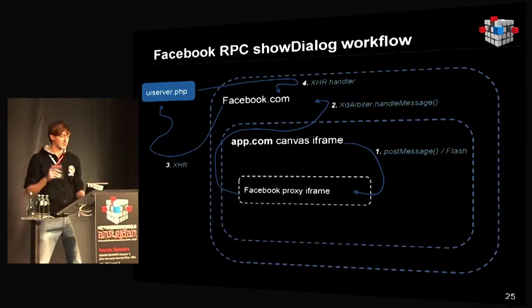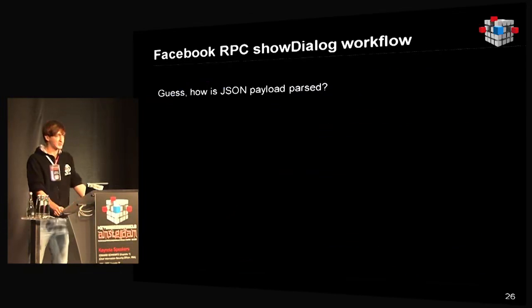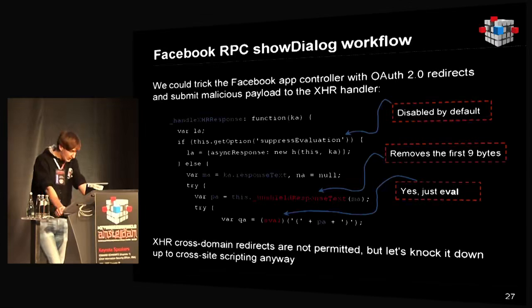So, very simple: to post the message, the Facebook proxy iframe delivers this message to the Facebook app controller, then Facebook makes a request to the dialog endpoint, then upon receiving the asynchronous response, the Facebook app controller somehow handles this message. So about the handler, how do you think the JSON is parsed? Well, it's simply eval. When I saw the eval, I thought that I could exploit it up to cross-site scripting.